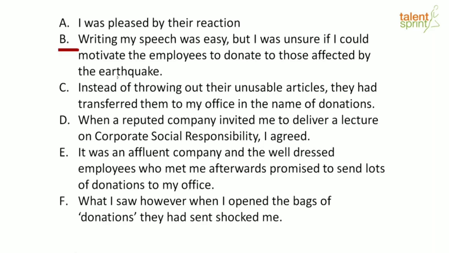Moving on from B, what can we look at? So he's prepared. He was asked to deliver a lecture. He's prepared on that. What next? There has to be some sequence in terms of him having gone and spoken, and how did the employees react? So which sentence is bringing in that logical sequence? So basically, he approached the company, right? So which sentence is giving that? E. It was an affluent company, and the well-dressed employees who met me afterwards, which means we know that he's delivered the lecture, promised to send lots of donations to my office. So look at that sequence right there.